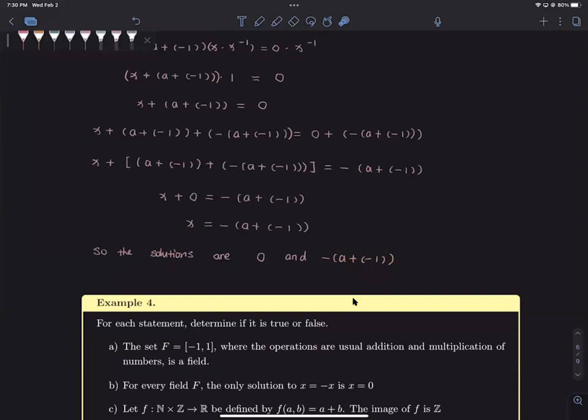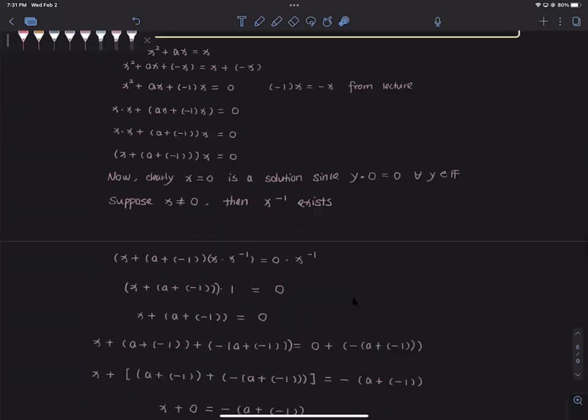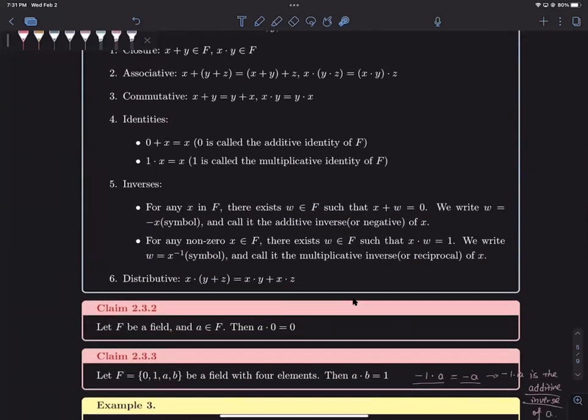Does the additive inverse of a part of a field have to be in a field? For every element, so here, for every x in F, there exists an additive inverse in F as well. So every element you have, it should have an additive inverse in the field. That's one of the axioms. Any other question?